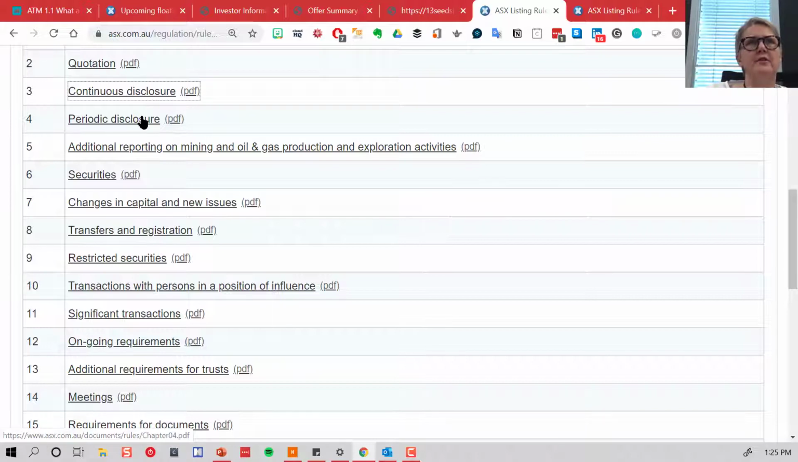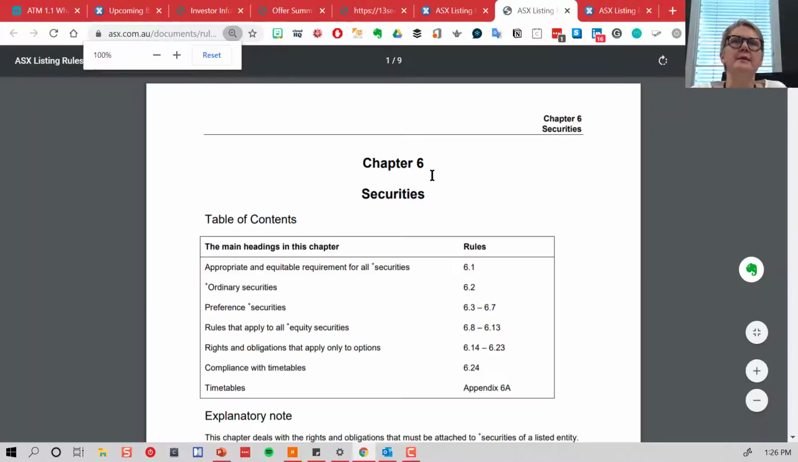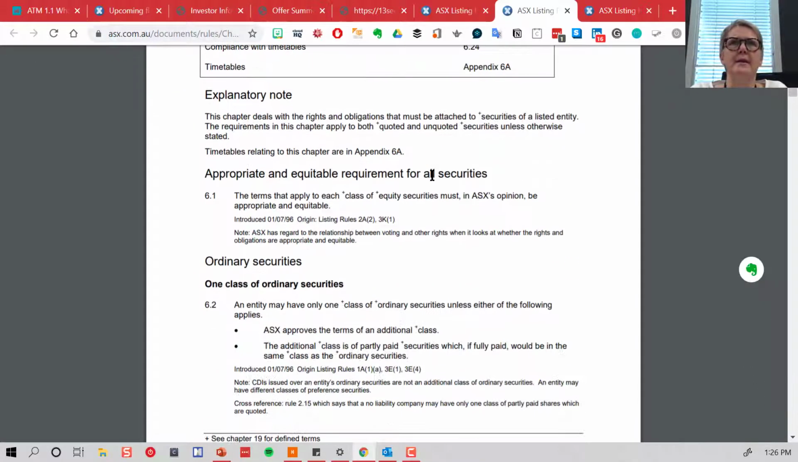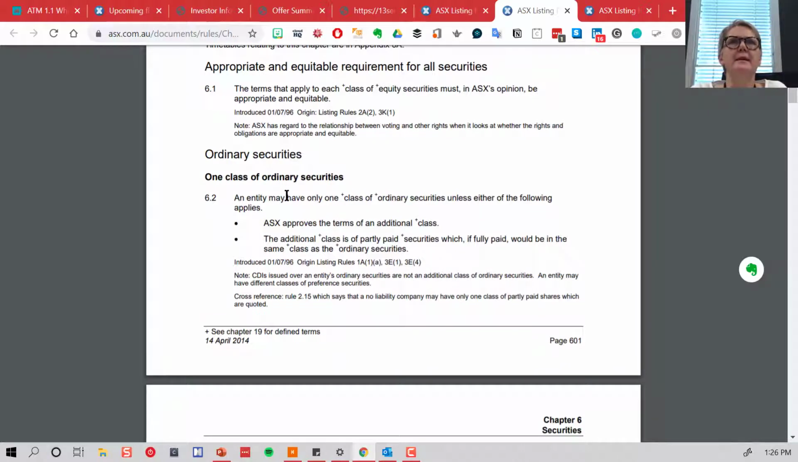Continuous disclosure merits a chapter of itself. Chapter 4, periodic disclosure, talks about annual and half-yearly reports, and the requirement to disclose things like changes in shareholding, etc. There are a number of little bits of special rules for mining companies. Chapter 5 deals with additional reporting, again, for oil and gas and mining, on exploration activities in particular. Chapter 6 deals with securities. We'll come back to this as we think about issuing new securities, but it basically talks about the type of security that you can have on issue.